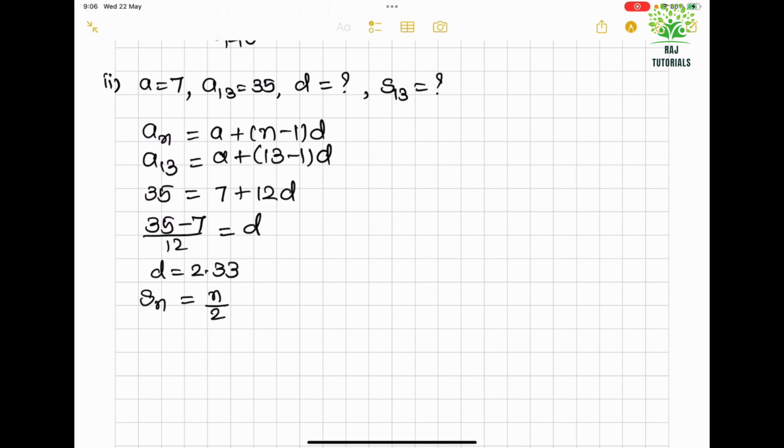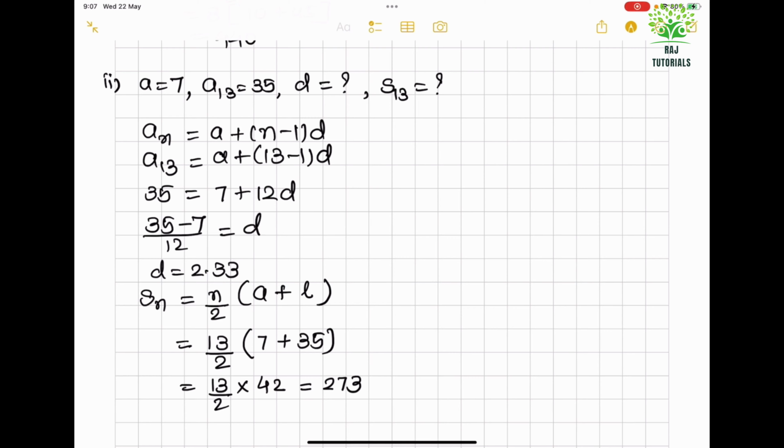Now Sn equal to n by 2 into (a plus L), or an. So here n is 13 by 2 into a, which is 7, plus the last term, which is 35. So 13 by 2 into 42. So that is coming to 273.